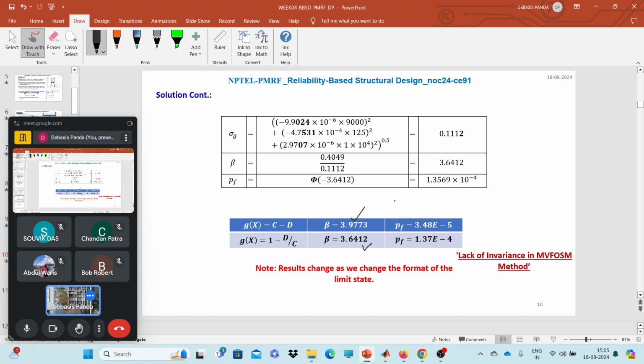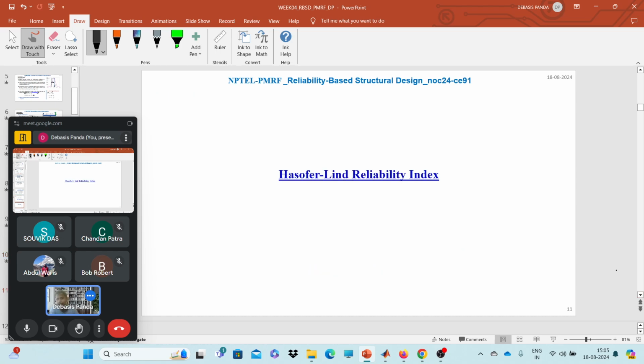Due to that cumulative error, we get what we call the lack of invariance. So we concluded last class that we need a more accurate method of solving reliability problems. Today we will see another way to quantify the reliability index and how to solve probability of failure problems. We will discuss the Hasofer-Lind Reliability Index, and see how to solve the first order reliability method using the Rackwitz algorithm.